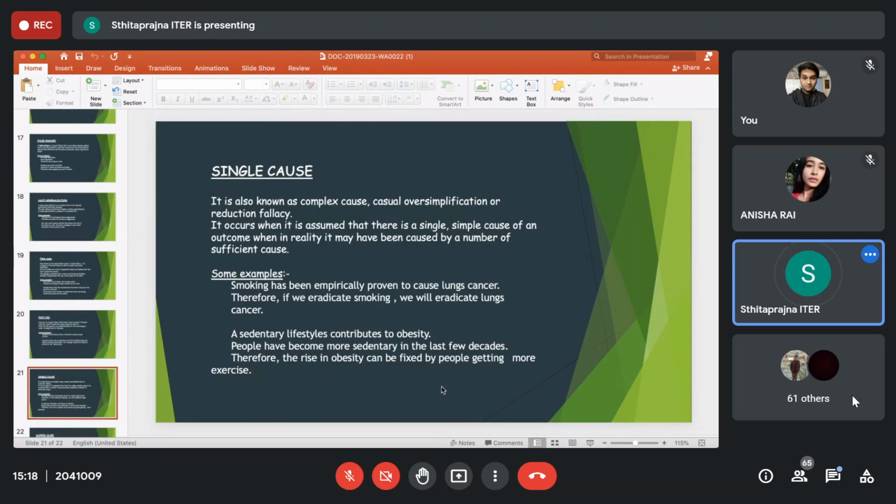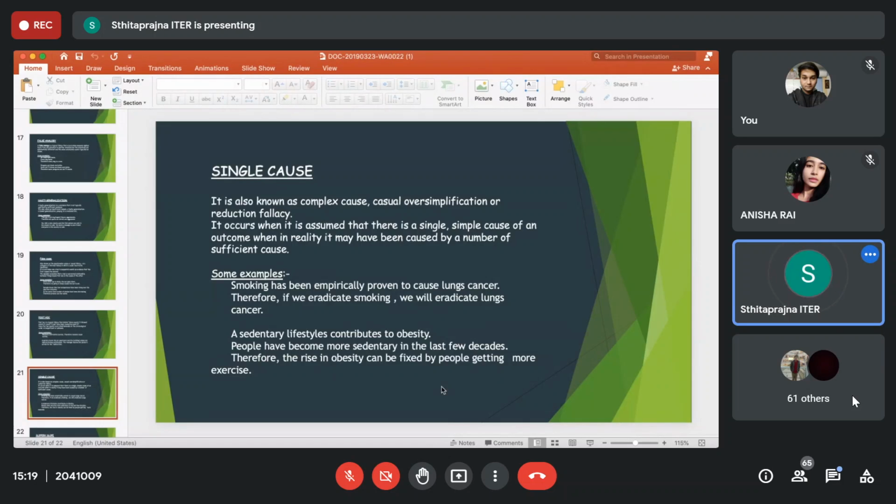Single cause. Now, it is also known as complex cause, causal oversimplification, or reduction fallacy. It occurs when it is assumed that there is a single, simple cause of an outcome, when in reality, it may have been caused by a number of sufficient reasons. Now, smoking has been empirically proven to cause lung cancer. Therefore, if we eradicate smoking, we will eradicate lung cancer. Well, smoking might be one of the reasons, but there are many other reasons which trigger cancer in the lungs.